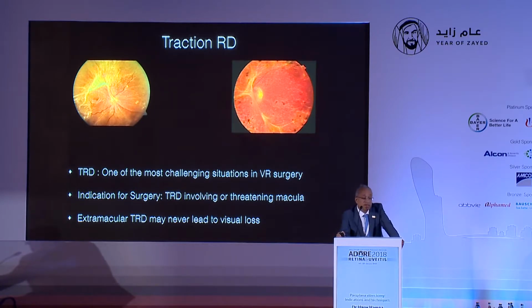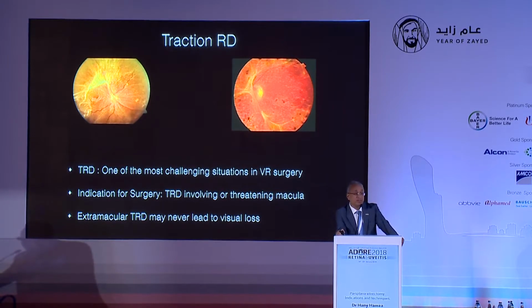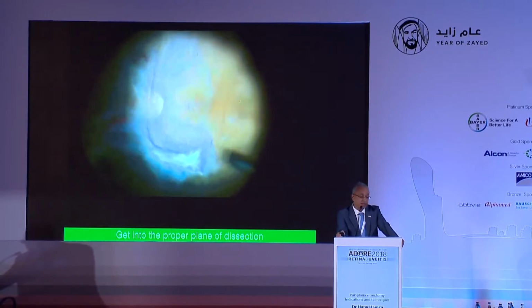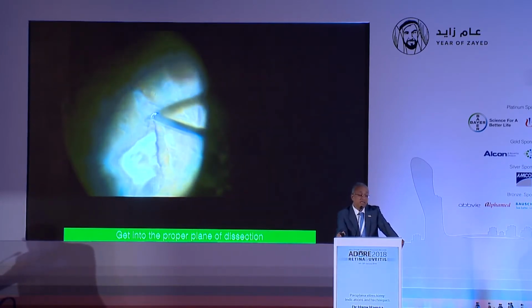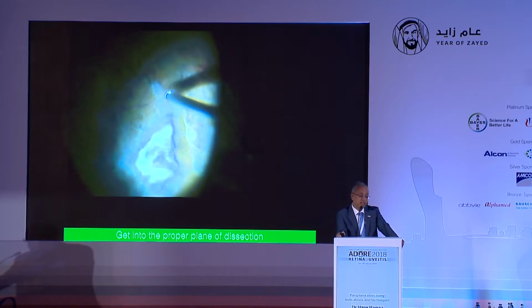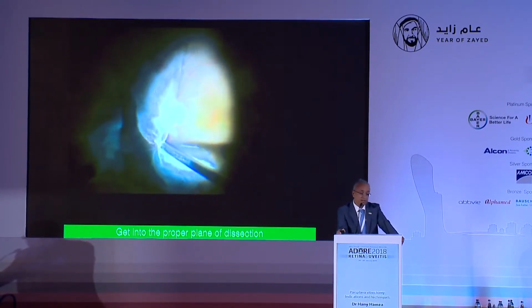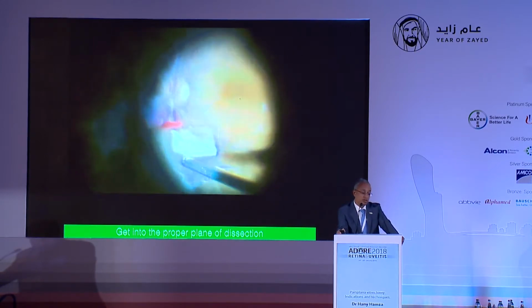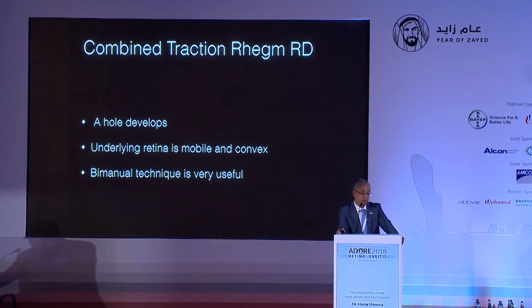Traction detachment is one of the most challenging situations, and the indication for surgery in traction detachment is a traction detachment either involving the macula or threatening the macula. Extramacular detachments may remain stationary for years. In cases with extensive proliferations and traction detachments, the key is to get into the proper plane of dissection from the start, whether you do it with the probe unimanually or bimanually, and you relieve all traction on the retinal surface, leaving a clean retinal surface and achieving reposition.